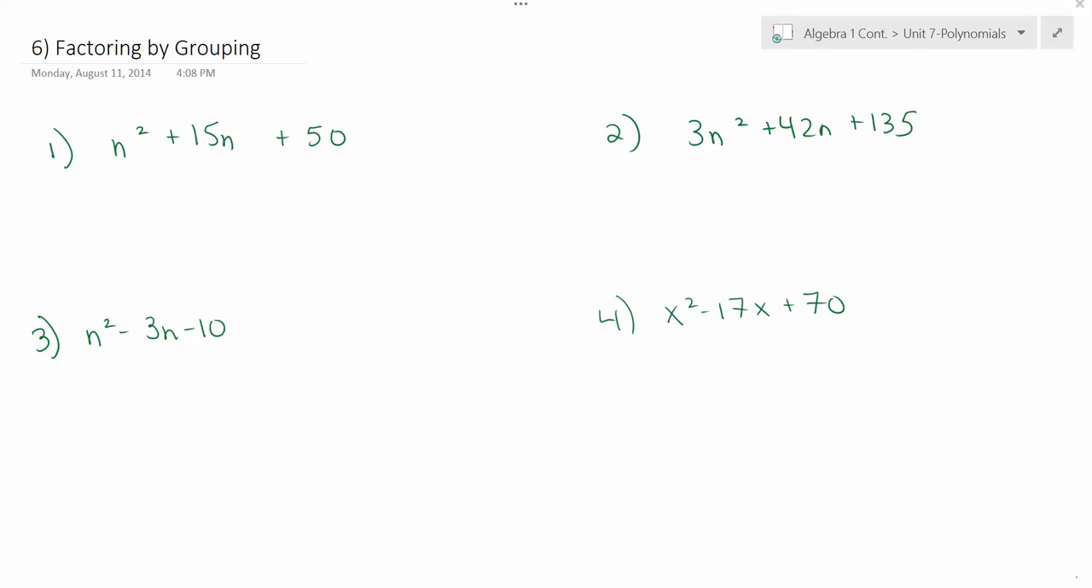All right, factoring into linear terms, we're going to talk a little bit today. If you have a trinomial, what you want to do is look for what two numbers multiply to this last number, and what two numbers add to your middle term. So when you think about 50, what numbers multiply to 50?